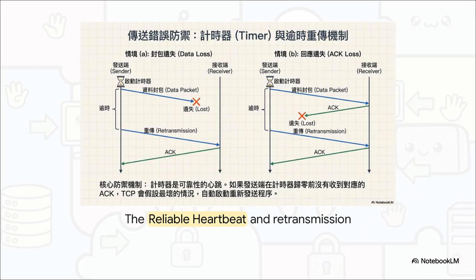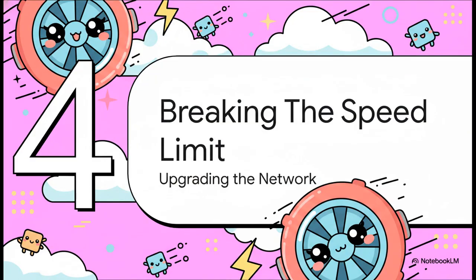If that timer hits 0 before we get our return receipt, our engine automatically assumes the worst-case scenario, that the data was just lost in the void, and it instantly triggers a retransmission. It is our ultimate fault-tolerant safety net. Which brings us to part 4, breaking the speed limit.